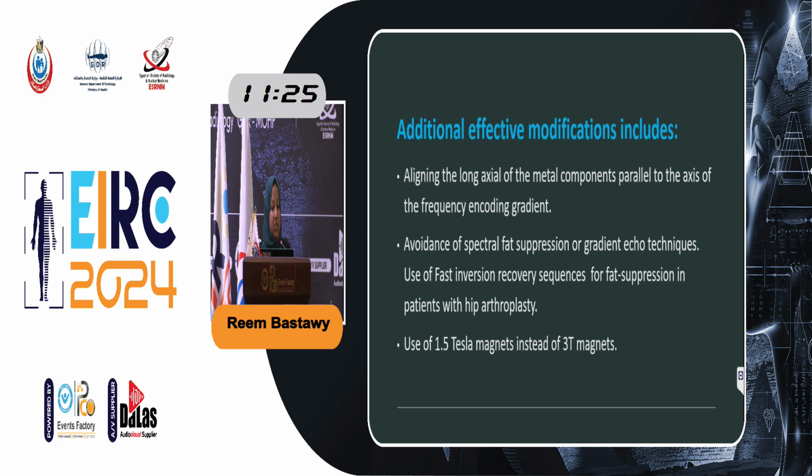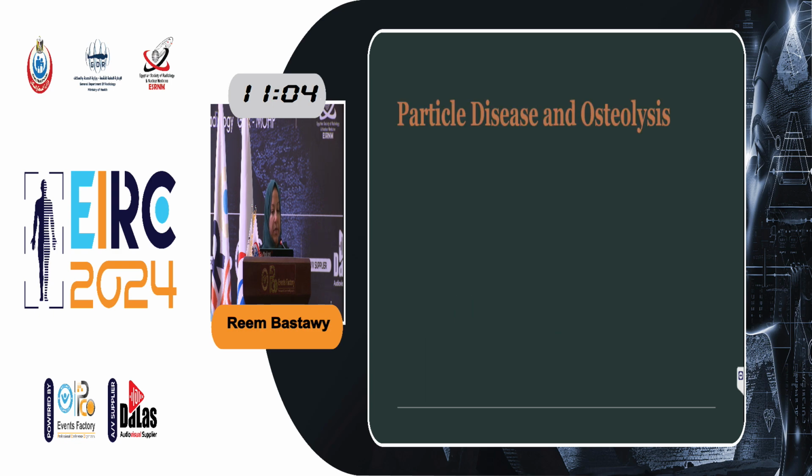Additional effective modifications include aligning the long axis of the metal components parallel to the axis of the frequency encoding gradient, and avoidance of spectral fat saturation or gradient echo techniques, because these sequences are known to be much degraded by the susceptibility artifacts. And the use of 1.5 Tesla instead of 3 Tesla magnets, as I mentioned.